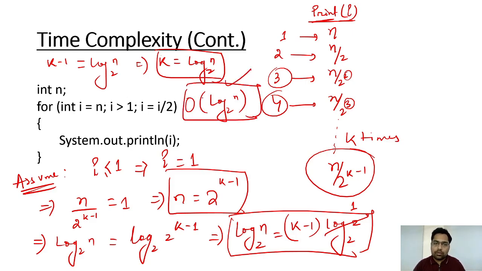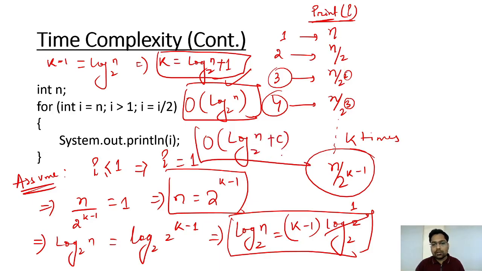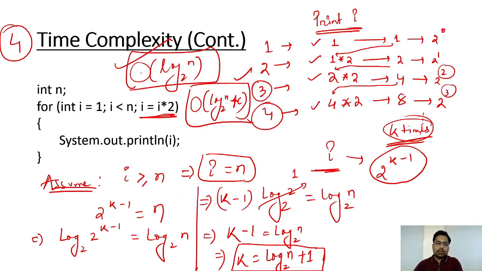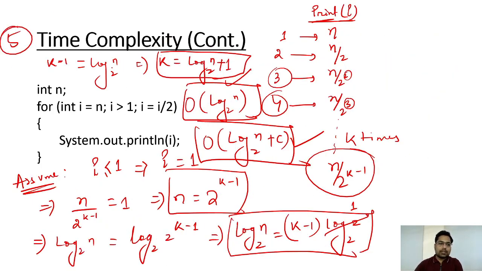It's correct. Also, if you are writing plus 1 that we found, because plus minus 1 is here, or else you can say big O of log n plus c. That is also the correct answer you can expect. Okay. So this is your fifth one we discussed.